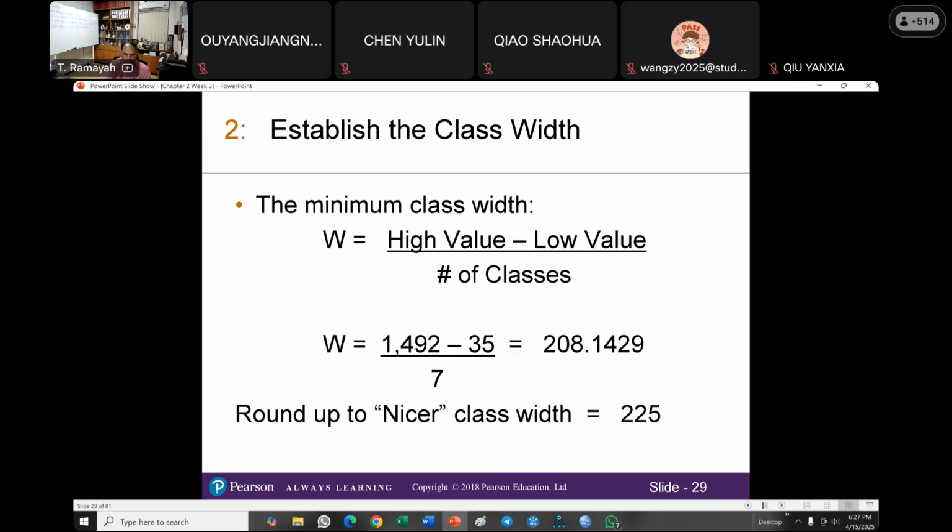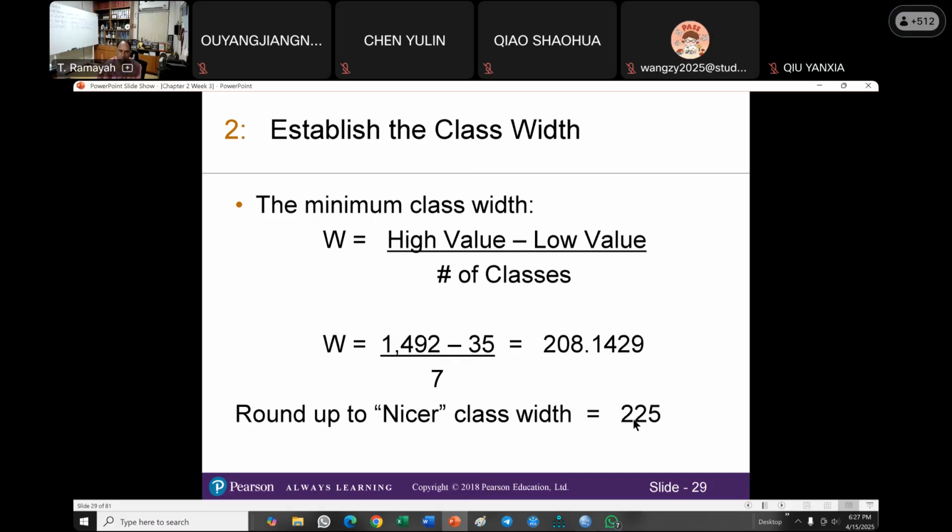Okay, next, we want to decide on the class width. The class width is the biggest number you have in the data set minus the smallest number and then divided by 7. You get 208. You can also round it up to 210, but in this book, they say you round it up to a nicer class width of 225. You can also use 210. Nothing wrong with that. So you can decide. So here they decided on 225.